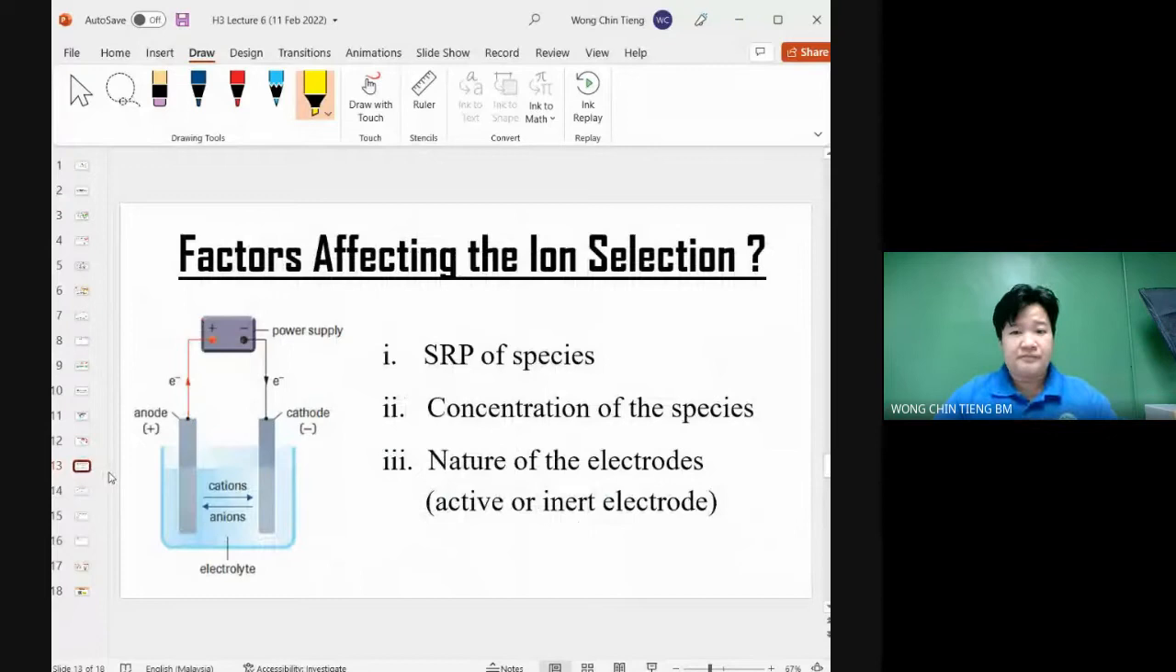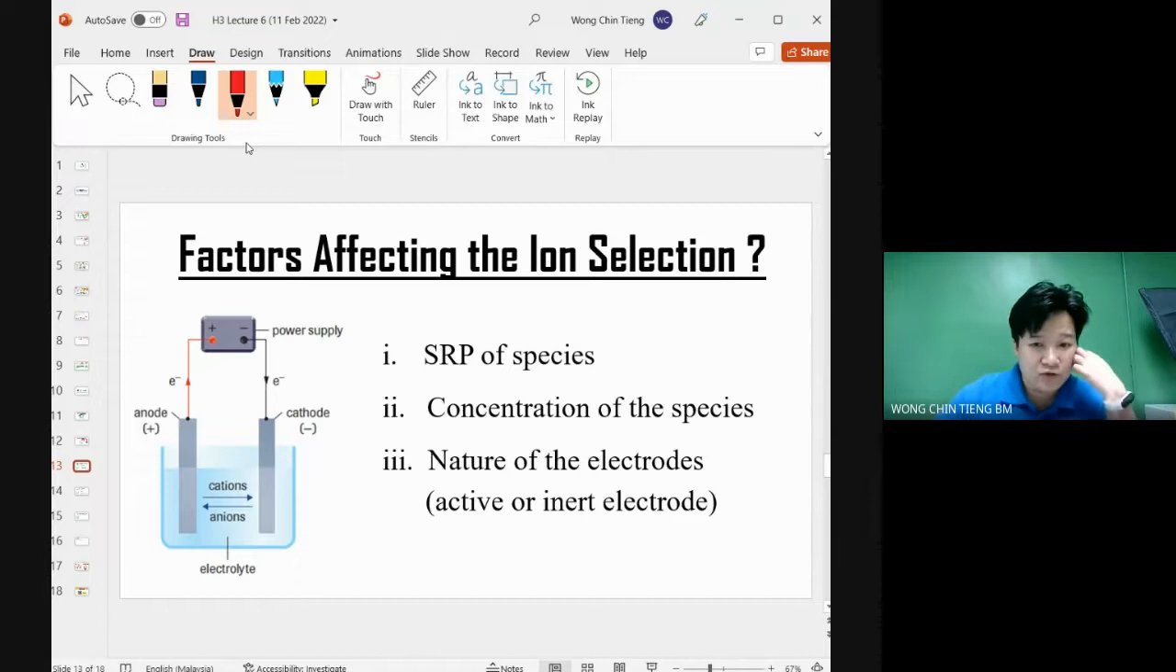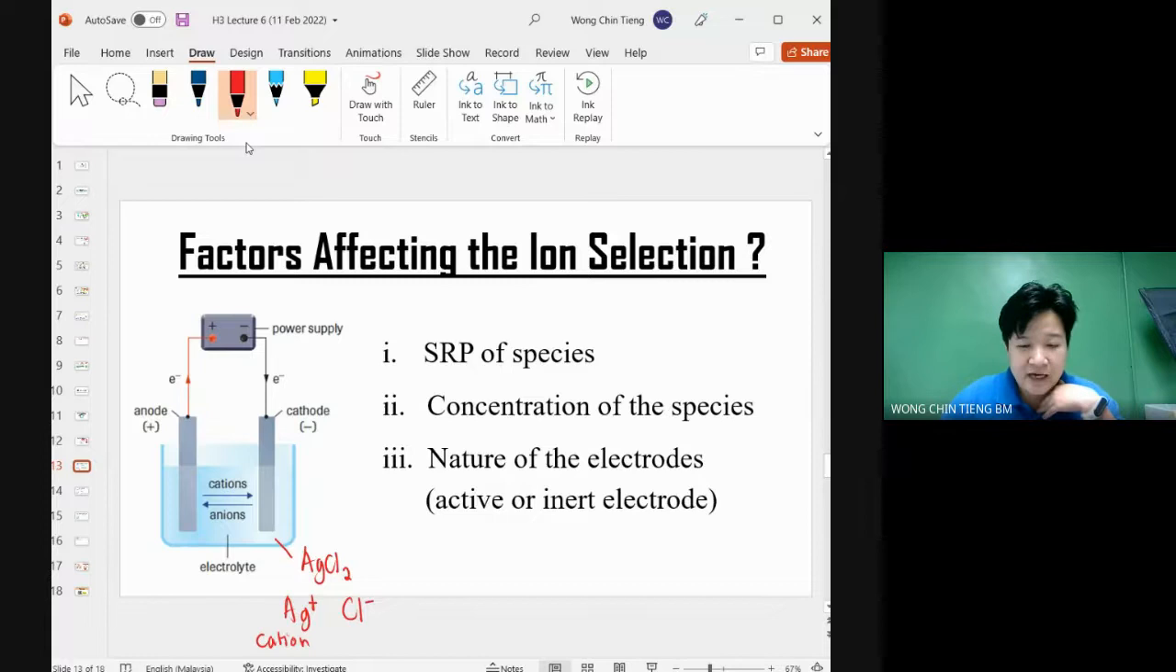Factor affecting. Okay. So, if you look at my diagram, I already tell you one thing. Senang je yang ni. Siapa yang akan duduk kat anode? Contoh, saya bagi electrolyte. Let's say I give you AgCl. Bermakna saya ada Ag+, saya ada Cl-. Ag+ adalah cation. Cl- adalah anion. Siapa yang akan duduk di anode? Senang. Anion. Anion duduk di anode.